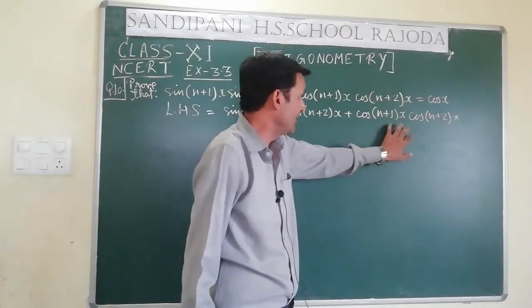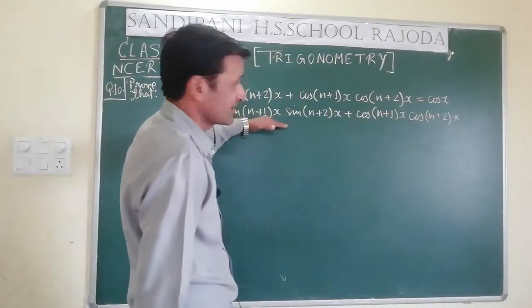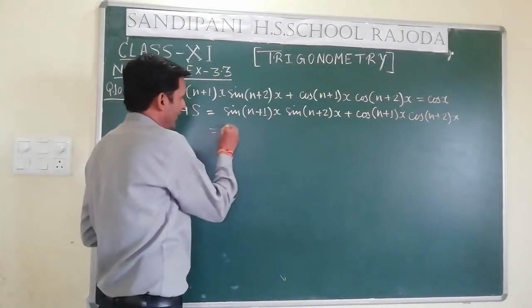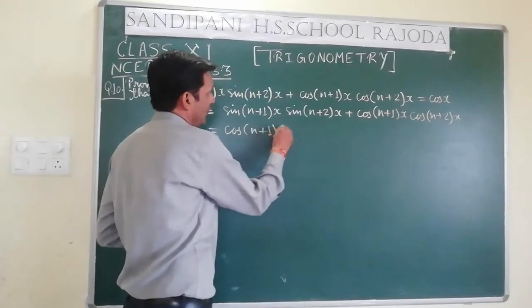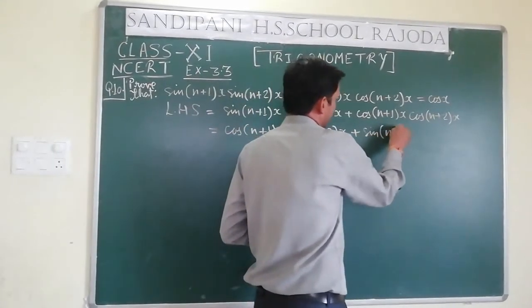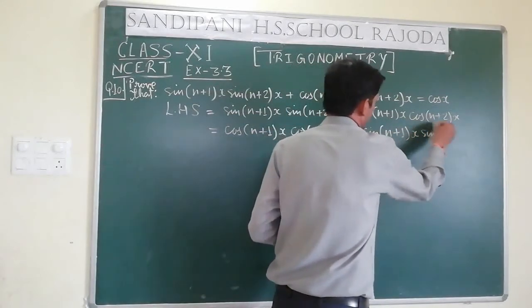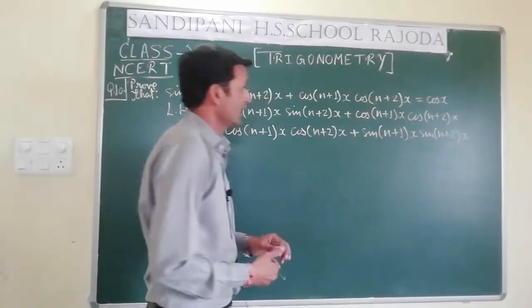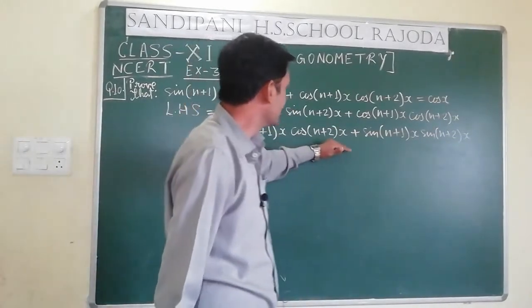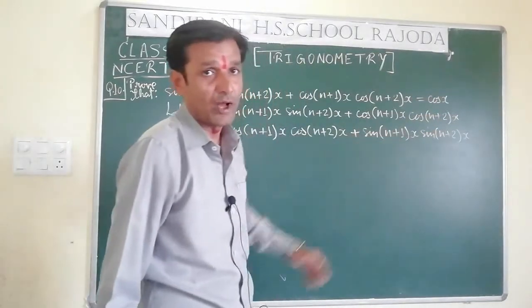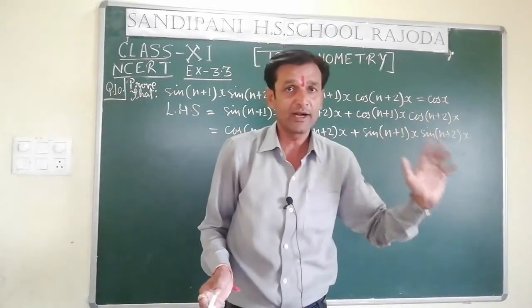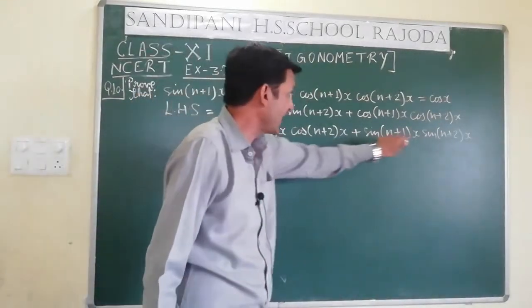Instead of sin A sin B plus cos A cos B, if we take the cos term as the first term and the sin term as the second term, then it is possible to apply the formula in a convenient manner. So first of all we write cos(n+1)x cos(n+2)x plus sin(n+1)x sin(n+2)x. In my previous lecture I told you that this is a type of transformation of all these terms into one single term by applying a formula. Here it is a cos A cos B plus sin A sin B type question.